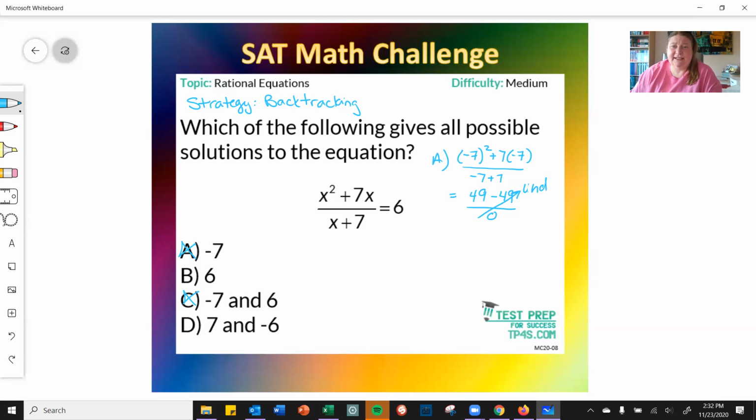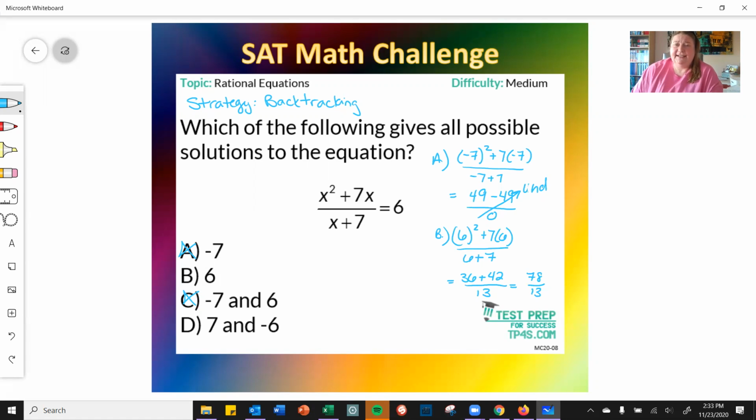Next, I'm going to try this +6 and see how that goes. So it's going to be 6 squared plus 7 times 6 divided by 6 plus 7. And I'll know this is correct if I get an answer of 6. If I get anything else, then I'll know this is not correct. So let's see what we get. 6 squared is 36. 7 times 6 is 42. And 6 plus 7 is 13. When I add the two numbers in the numerator, that's a 78 over 13.